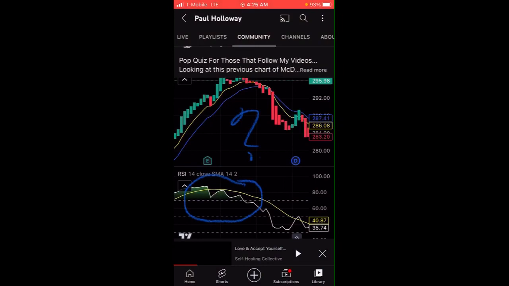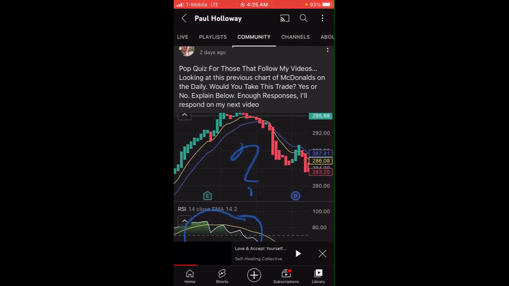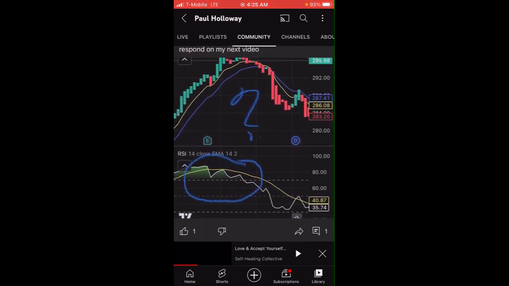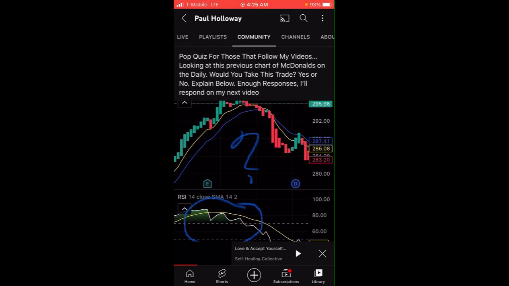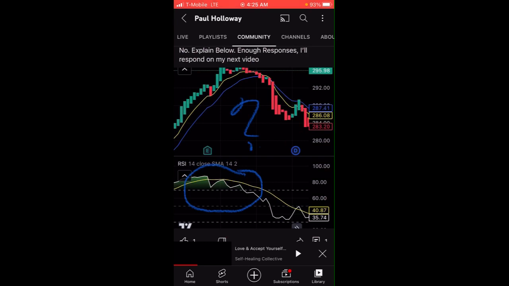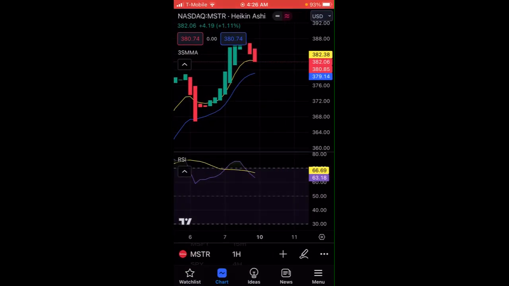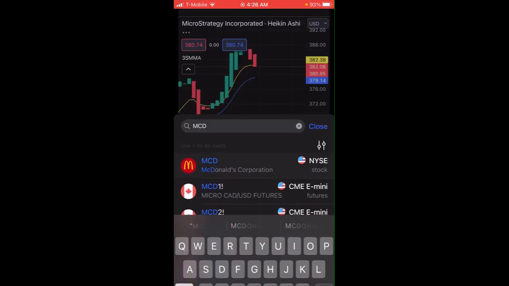Okay, so before I begin, real quick, I'm going to answer the question that I put on my communities tab. I basically put up a random screenshot of McDonald's from a couple of days ago. We looked at this on the day, and I think I can go to this exact moment in the chart, so it might be easier to do that. Let's just do that real quick, and I'll show you before we get to the actual video.